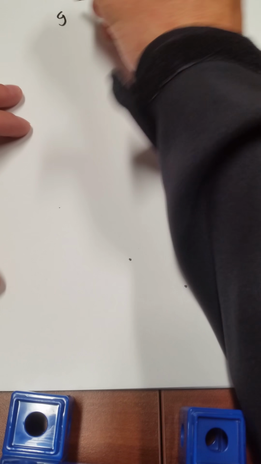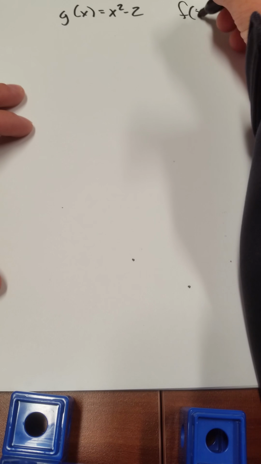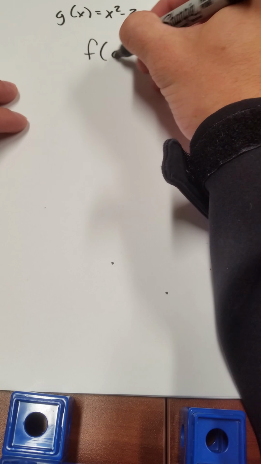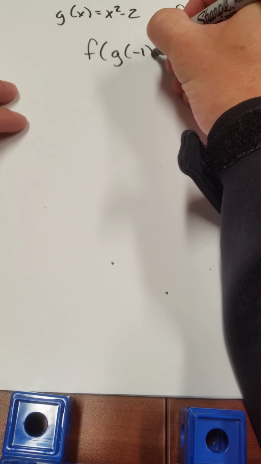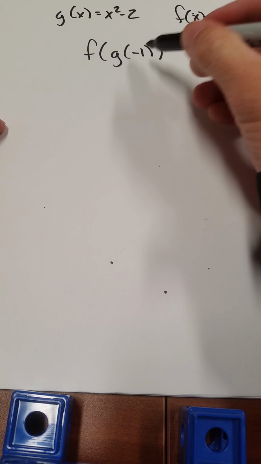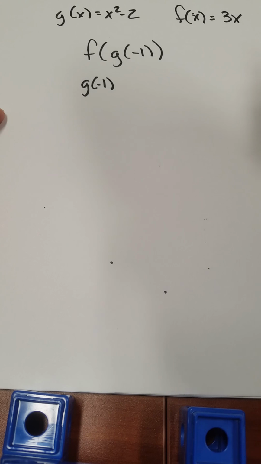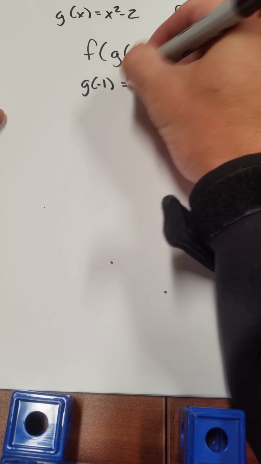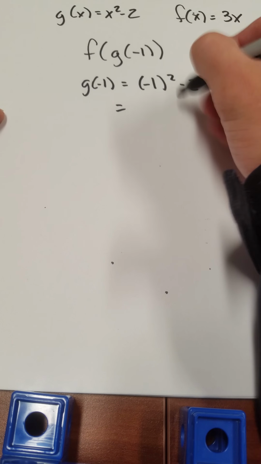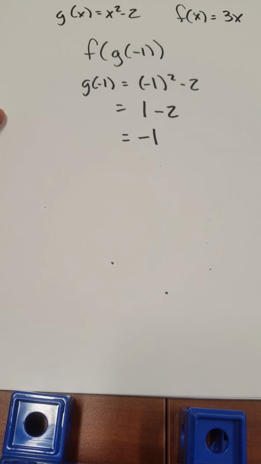Let's keep the same function. So g of x equals x squared minus 2. F of x still equals 3x. Okay? Let's say that they do f of g of negative 1. Okay? Work from inside out. Inside out. So I have to do the g of negative 1 part first. So g of negative 1. That means plug negative 1 into the g function. So that is negative 1 squared minus 2. Well, negative 1 squared is 1 minus 2, which equals negative 1.